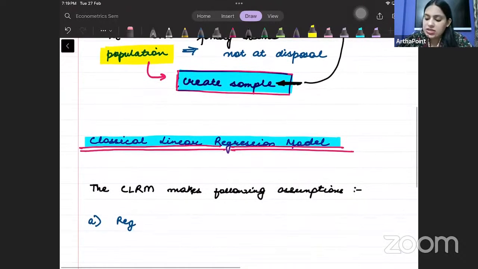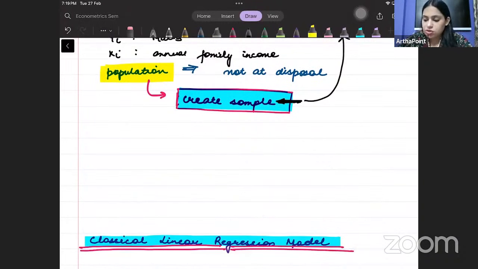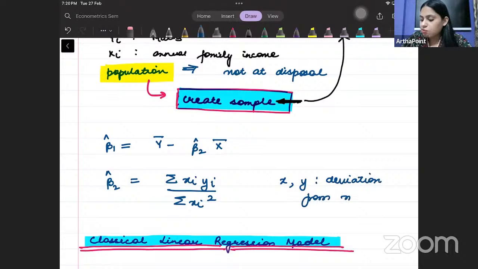If you remember, in the last class I had also given you the formula to find these slope coefficients. We discussed that beta 1 hat will be y bar minus beta 2 hat x bar. And beta 2 hat will be summation xi yi upon summation xi square, where x and y are the deviations from the mean value. We discussed in detail what beta 1 and beta 2 stand for.